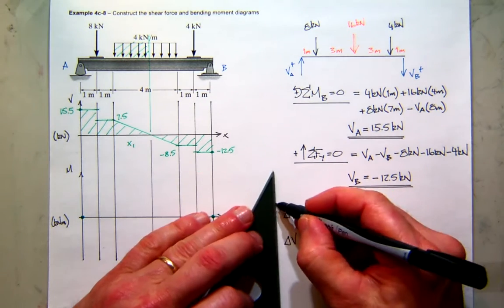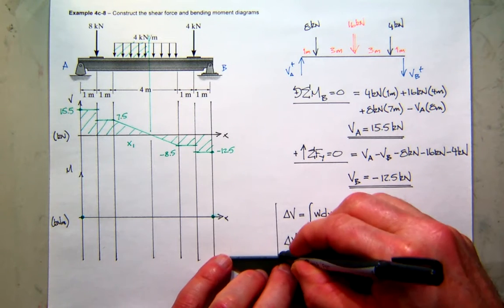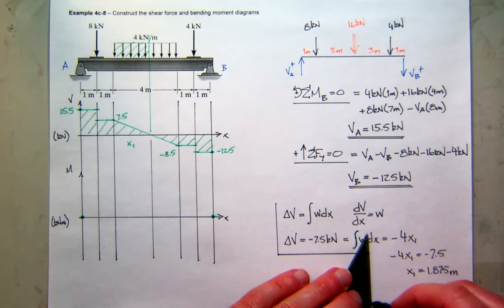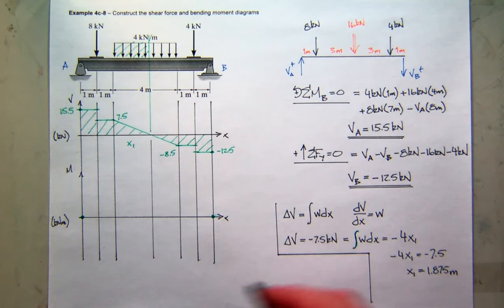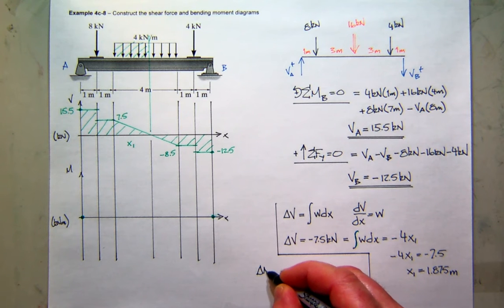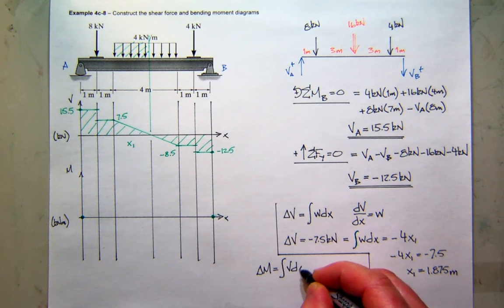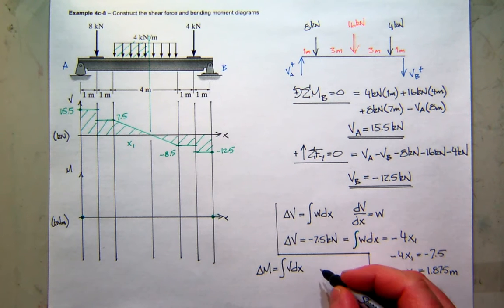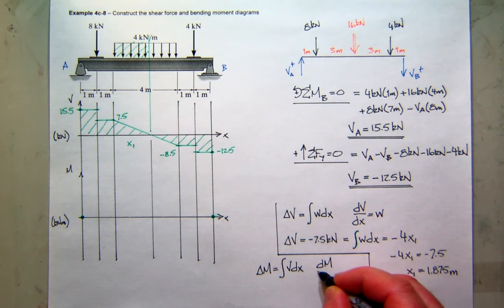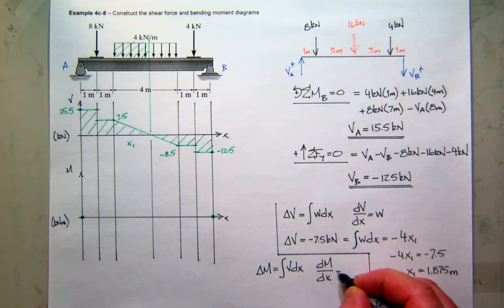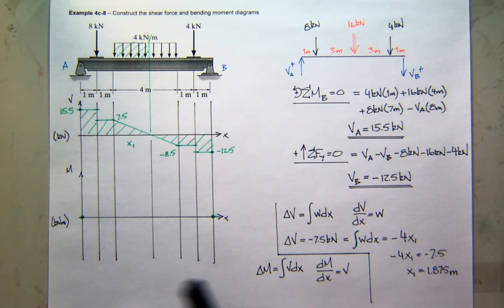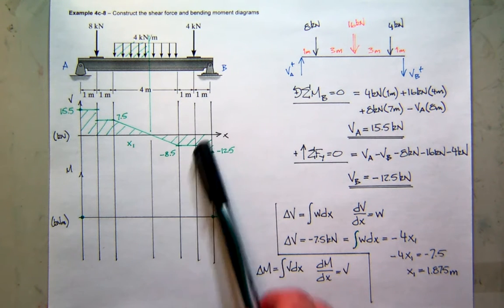Let me just kind of wall this off so you don't pay attention to it. Now, when we do moment, the change in moment is going to be the integral under the shear diagram. And of course, the slope of the moment diagram will be equal to the value of the shear. So we're going to use those relationships to turn our shear diagram into a moment diagram.